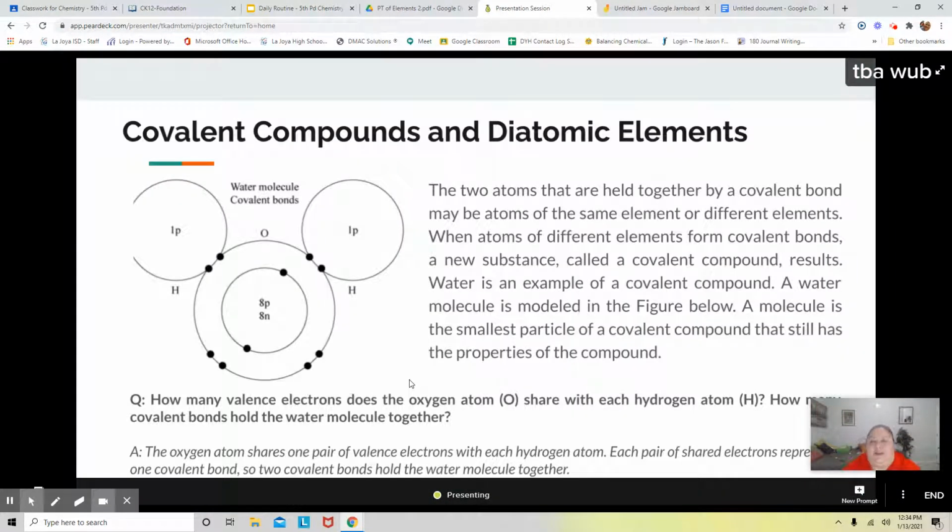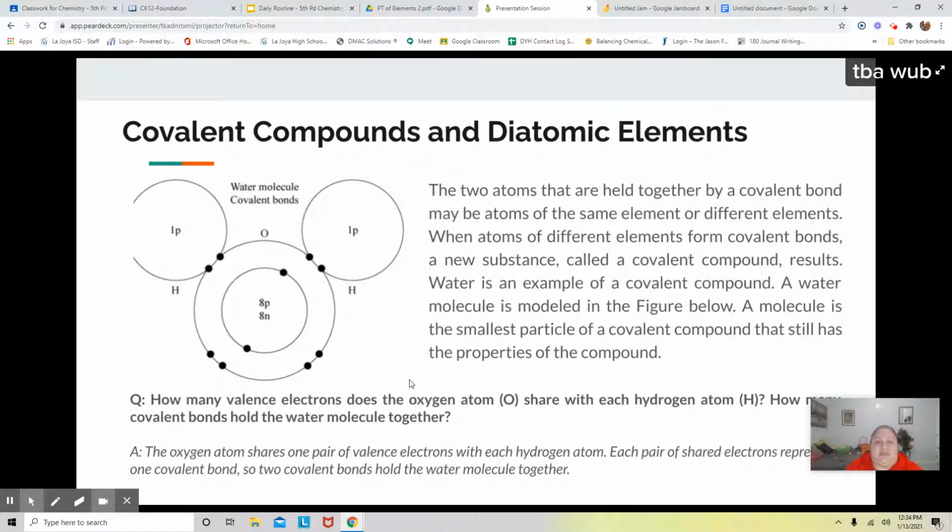All right, now covalent compounds and diatomic elements. Two atoms that are held together by covalent bonds may be atoms of the same element or different atoms. So technically you can have the same element bond with itself and create a covalent bond. Hydrogen bonded to hydrogen can come together and create a covalent bond. But is it considered a covalent compound? Well, let's read. When atoms of different elements form covalent bonds, a new substance called a covalent compound results.